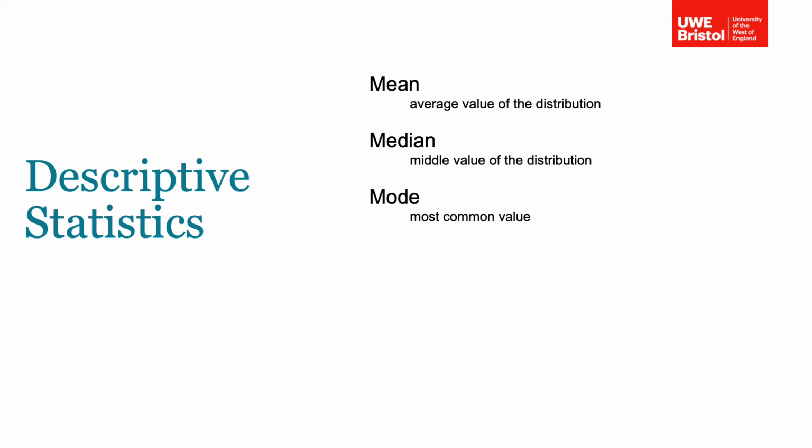The mode is the most common value that has occurred in the distribution. Each of these gives us some indication of where the centre of our data lies. However, each has its own weaknesses. If there are outliers in the data, the mean will be skewed by these. So a single point anomaly can change the mean completely.